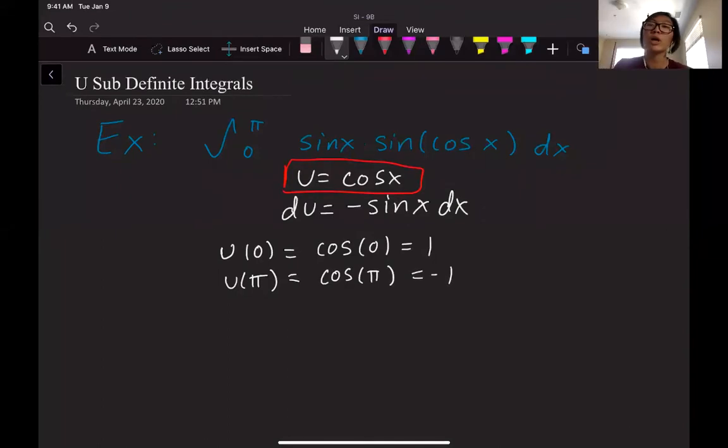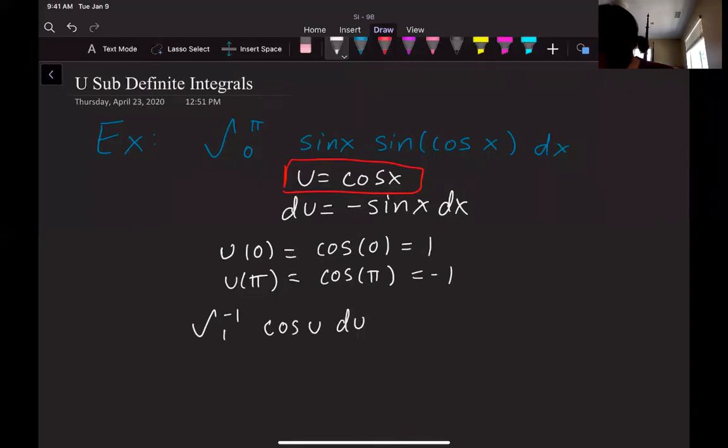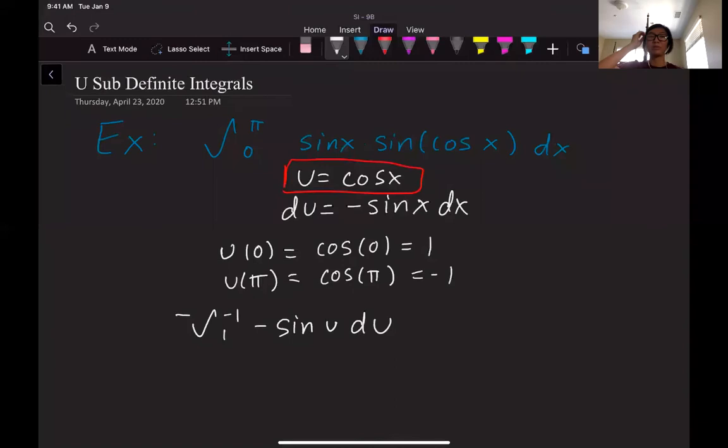So now my new integral with all of my u stuff substituted inside is going to be from 1 to negative 1, right? So we're going to keep that 0 and the pi, the u's in the same place, right? We can't change it just yet. So now we're going to have, my bad, this is going to be a negative sine of u du, right?